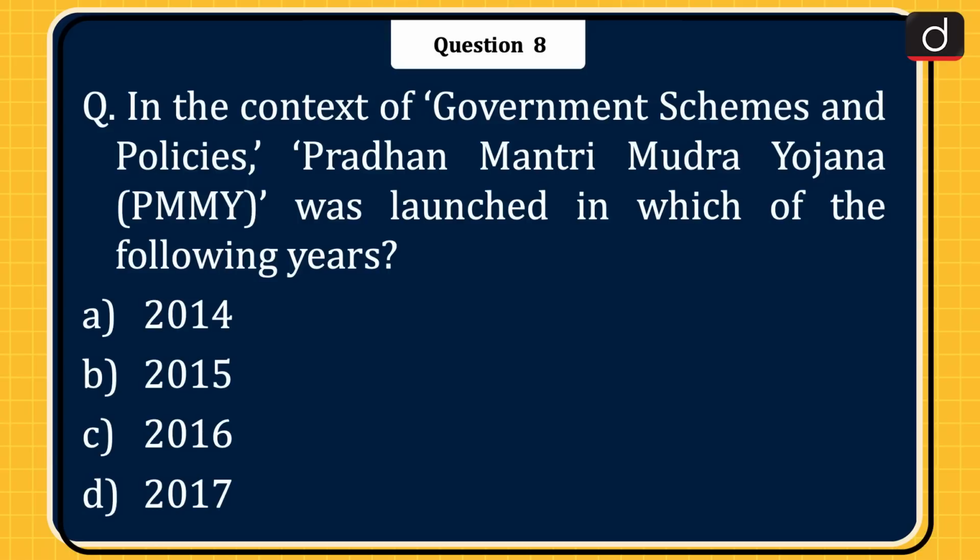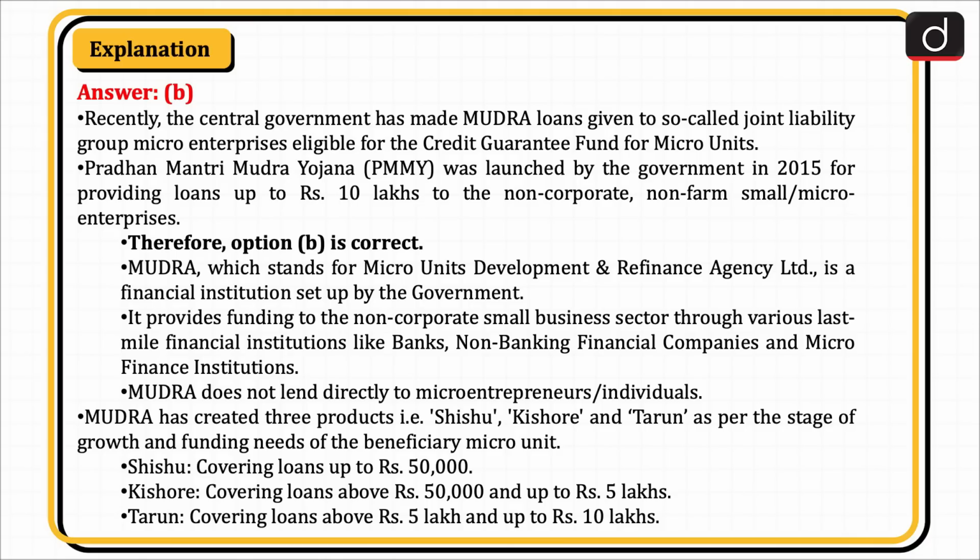Next question is, in the context of government schemes and policies, Pradhan Mantri Mudra Yojana or PMMY was launched in which of the following years? 2014, 2015, 2016 or 2017? The correct answer is option B, 2015. Recently, the central government has made Mudra loans given to so-called joint liability group micro enterprises eligible for the Credit Guarantee Fund for micro units. Pradhan Mantri Mudra Yojana was launched by the government in 2015 for providing loans up to rupees 10 lakhs to the non-corporate, non-farm, small or micro enterprises. Therefore, option B is correct.